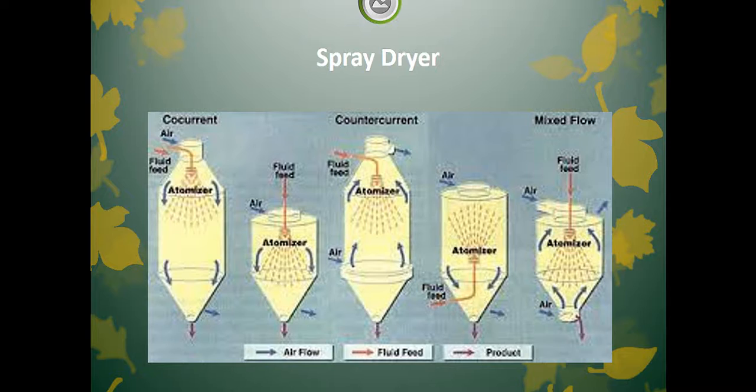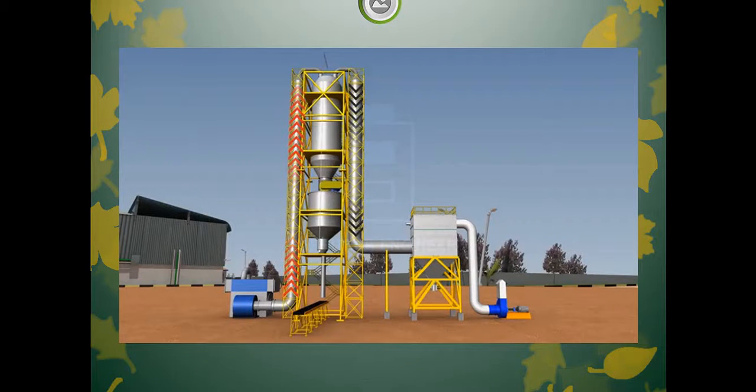Okay, now this one is a spray dryer. I got this also from YouTube. This is how it dries up, not really dries up, but reduces the moisture content of the feed that is being introduced to it, or that is being processed through it.